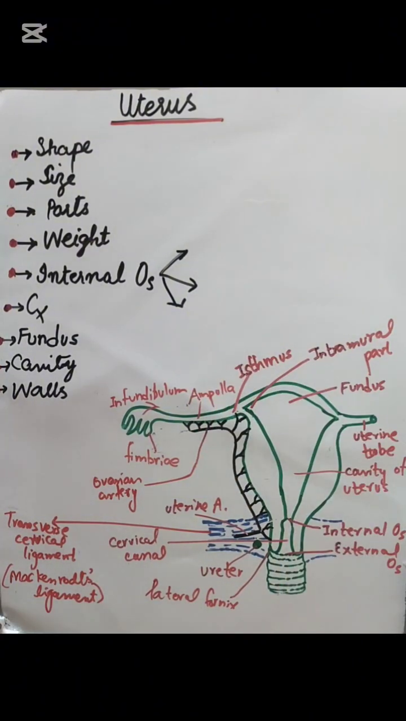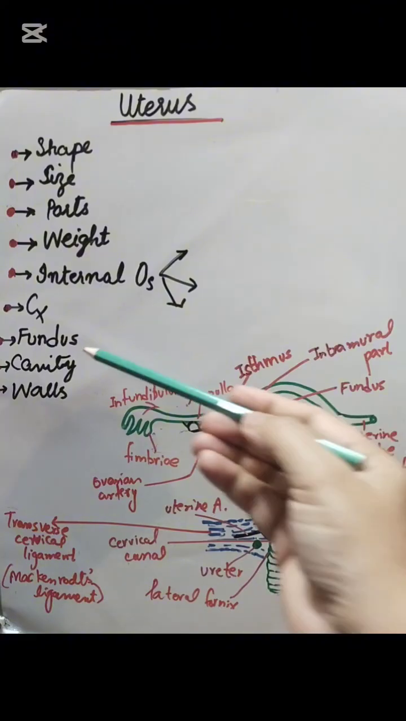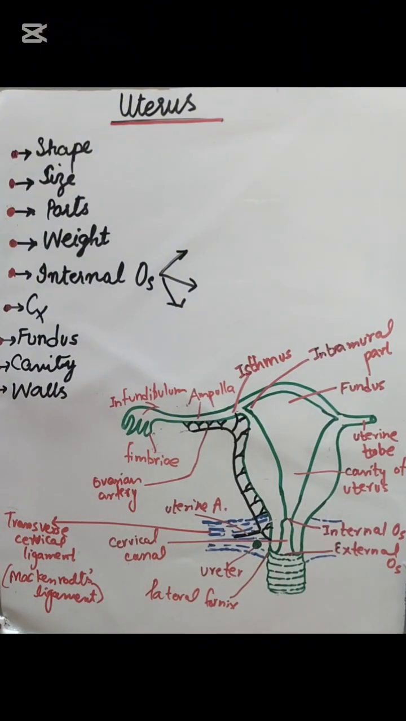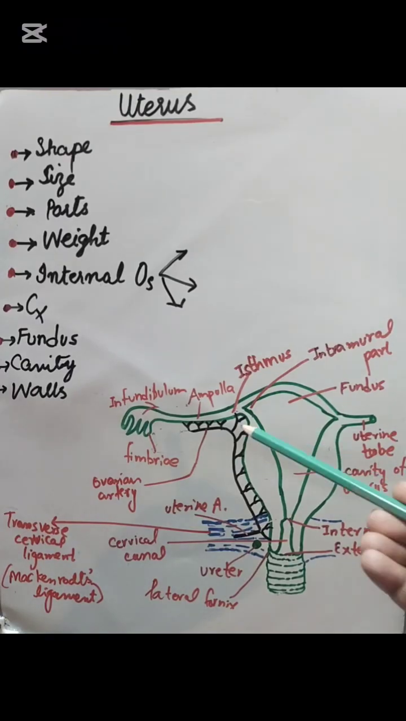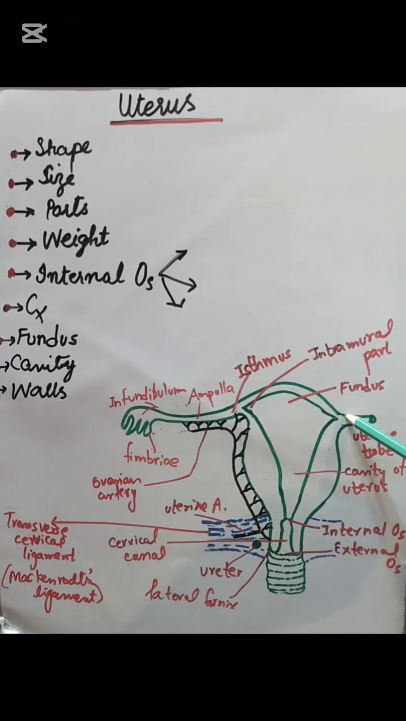And then what is the cervix? The cervix is divided into vaginal and supravaginal portions. What is the fundus of the uterus? Which portion is called fundus? The fundus of the uterus is that part of the corpus uteri which lies above the insertion of the fallopian tubes. Here you can see above the insertion of the fallopian tubes, this upper part is called the fundus of the uterus.